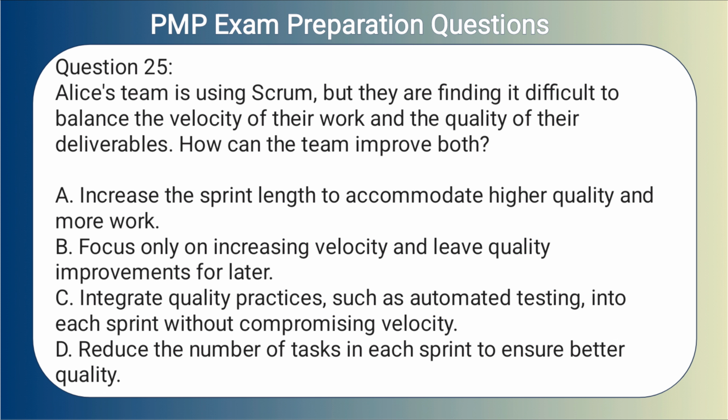A. Increase the sprint length to accommodate higher quality and more work. B. Focus only on increasing velocity and leave quality improvements for later. C. Integrate quality practices, such as automated testing, into each sprint without compromising velocity. D. Reduce the number of tasks in each sprint to ensure better quality.